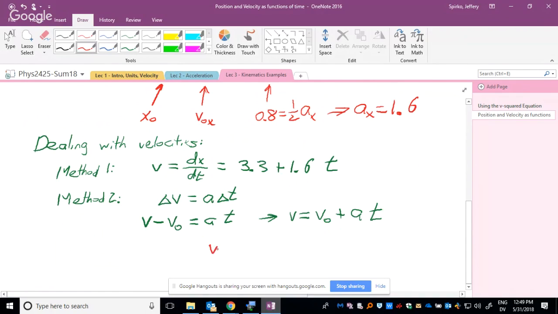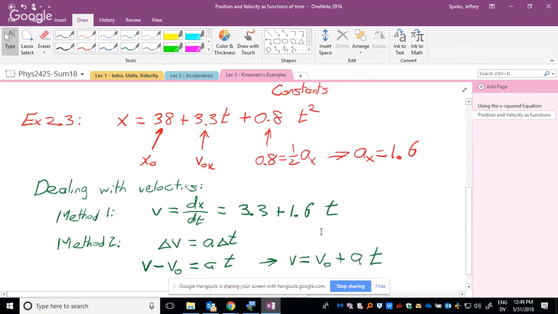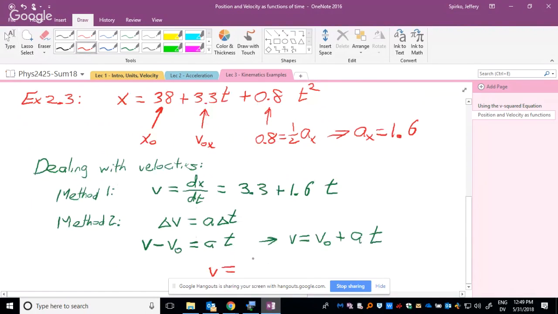So we would plug in our parameters from above. v is equal to, our v naught was 3.3, plus our a from above was 1.6 times t. And notice the two methods give the exact same functional form for the velocity. If you have two methods of doing the same thing, they better get the same result.